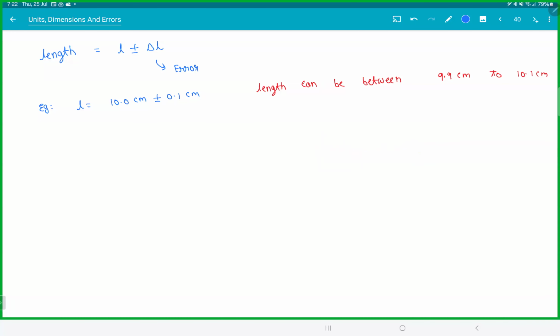So that error tells you up to what range you're okay to accept the error. Basically, nothing is perfect. So the question is how much are you ready to accept? That is the thing there.